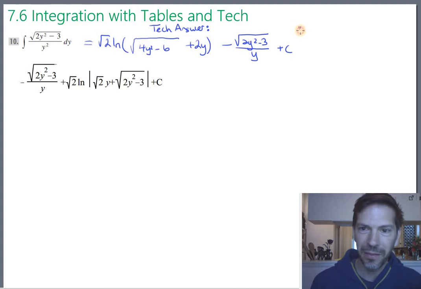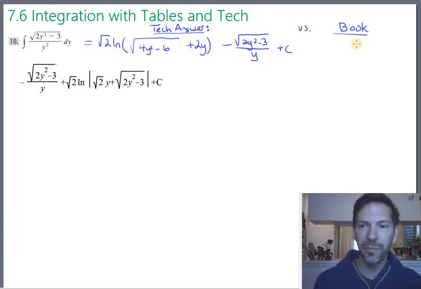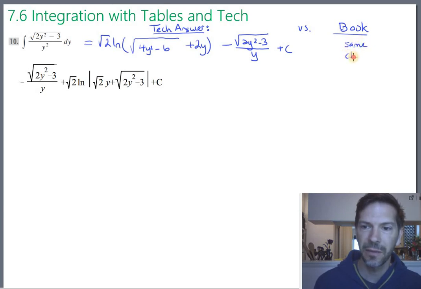And I'd like you to then make a second little column in your homework somewhere. It's okay, that's what tech gave me. And under the book, I don't want you to write out the book's answer. I just want you to write one of 3 words. I want you to write same, close, or seems to be different.